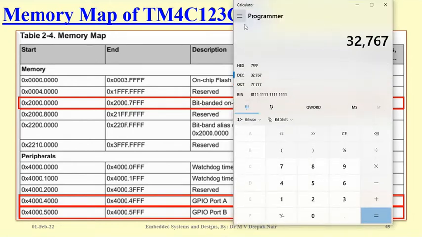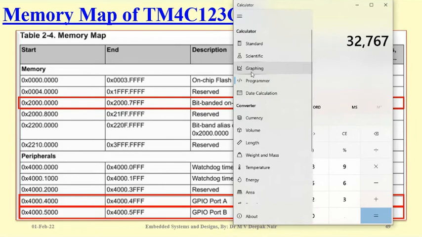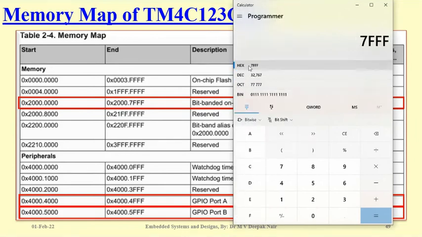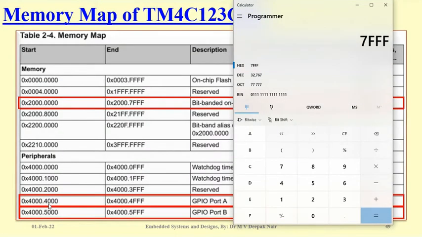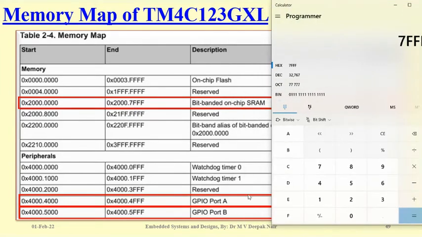See here, you have the calculator. Go to the programmer calculator, type in the hex, and you will get the range in decimal. My mistake, I was doing FFF. But you were doing it for the GPIO port. Yes, sorry. This is the address for the bit banded region, 32 KB, my mistake again.